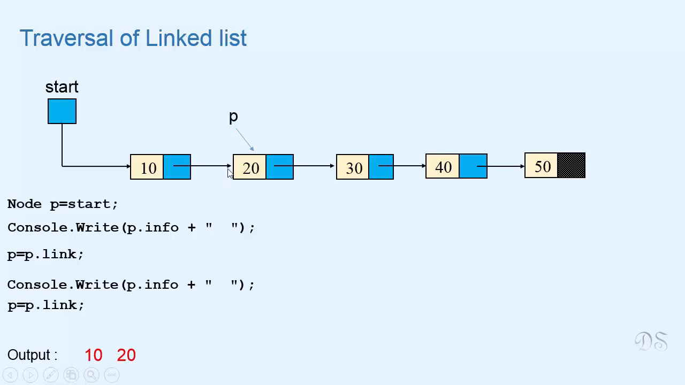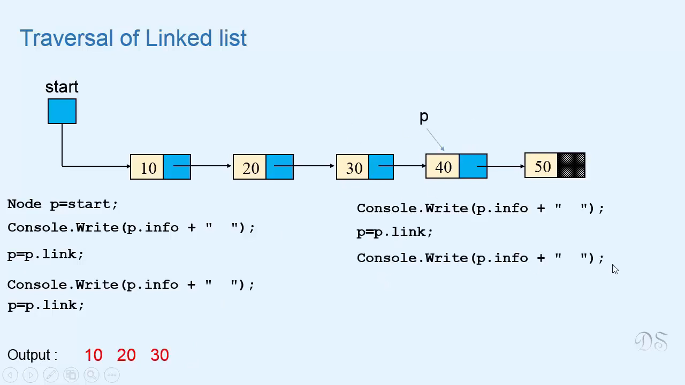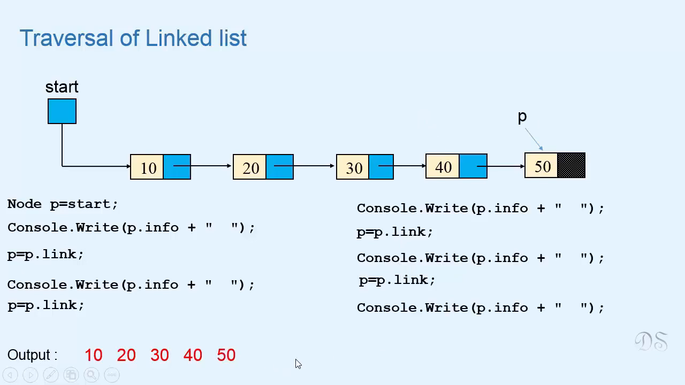Next we write P equal to P link. So P now refers to this node. Now when we write this statement, 30 will be printed. Next we write P equal to P link. So P now refers to this node. And when we write this statement, 40 will be printed. Next we write P equal to P link. P now refers to this node. And this time 50 will be printed.